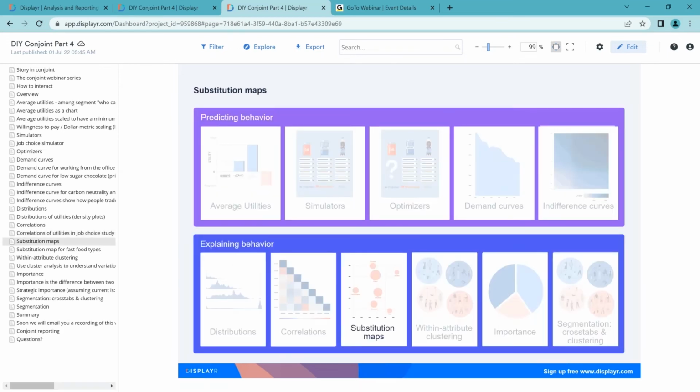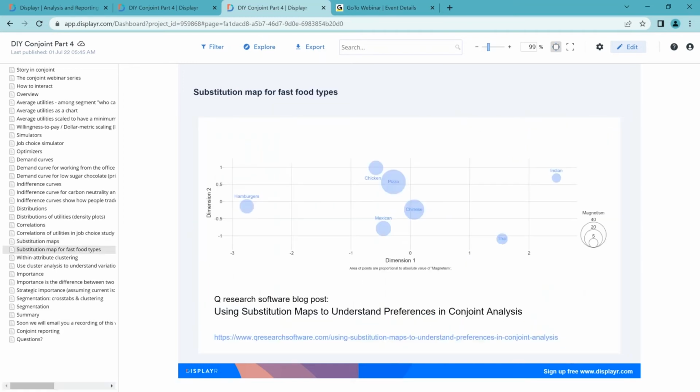Now, the next type of technology is something called a substitution map. And these are particularly useful when you have an attribute with lots and lots of levels. So utility tells you which one's most preferred, but a separate question is which ones are substitutes for each other. This is a quite technical topic, so I'm not going to describe how it's done because it's actually not widely useful, but sometimes it's useful.